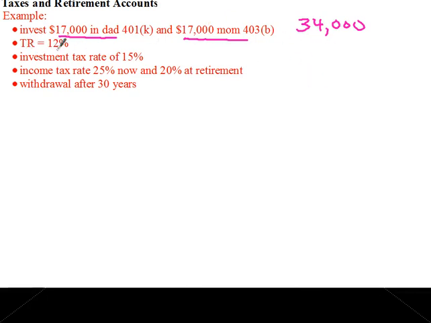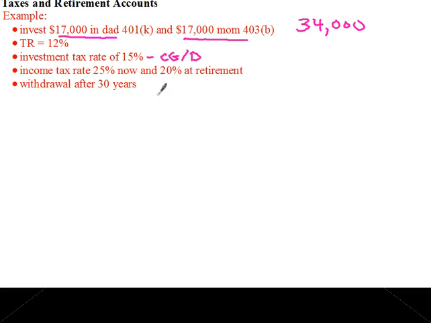Okay, the total return, let's say they do really well and their investments return 12% per year. That would be great. They face an investment tax rate of 15%. That's the tax rate on your capital gains and your dividends. However, this number doesn't matter because this is tax deferred growth. You do not pay capital gains and dividends on this money each year. So we're not going to need that number to do our calculations. Let's assume that their income tax rate is 25% today and 20% at retirement. And then let's say that they leave the money in for 30 years.